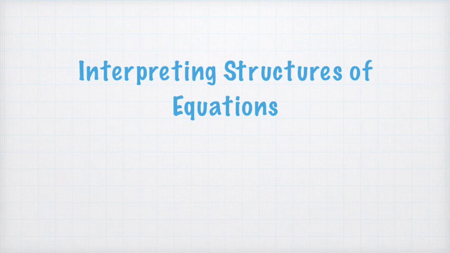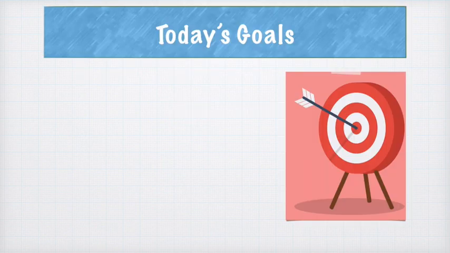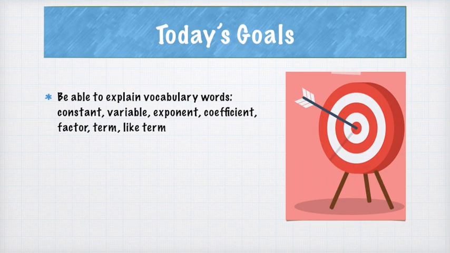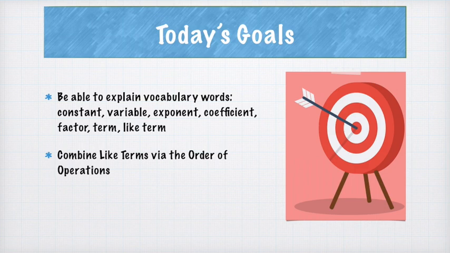Today we're going to go over interpreting structures of equations and expressions. Our goals for today are to be able to explain vocabulary words such as constant, variable, exponent, coefficient, factor, term, and like term. We're also going to be able to combine like terms by the order of operations, and we're going to be able to explain algebraic expressions.